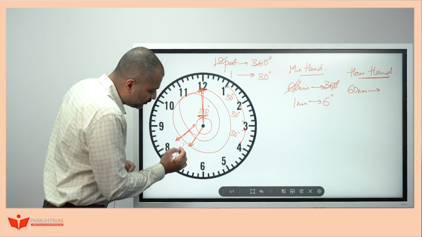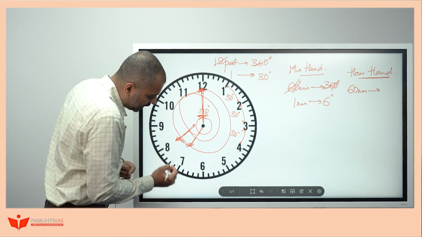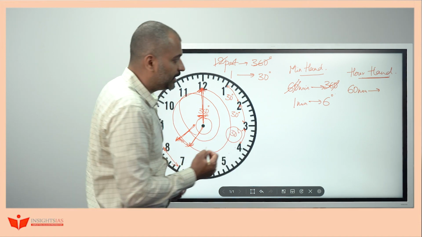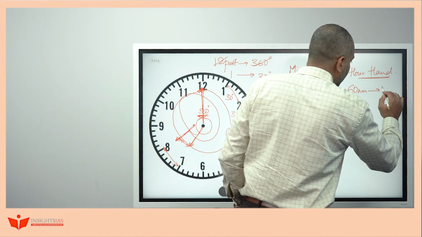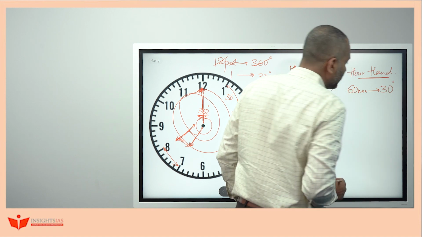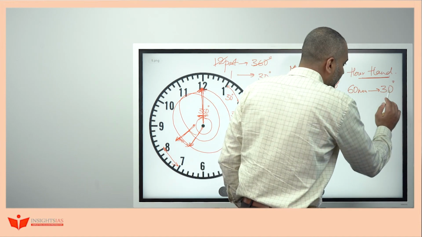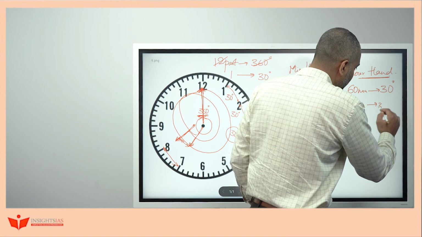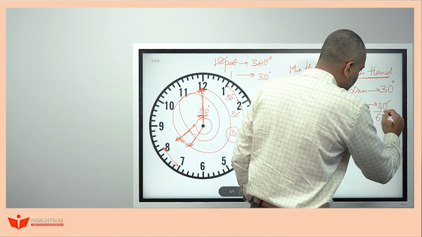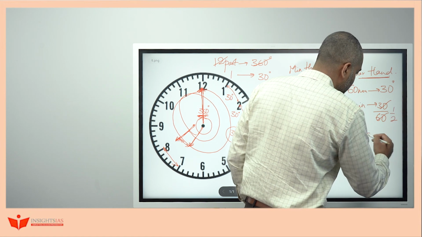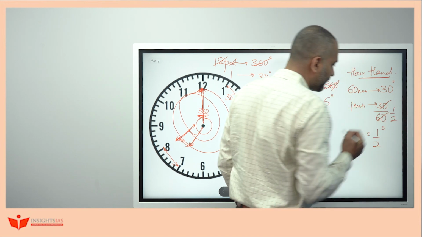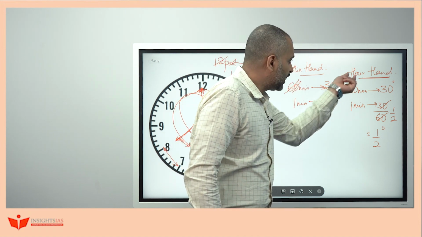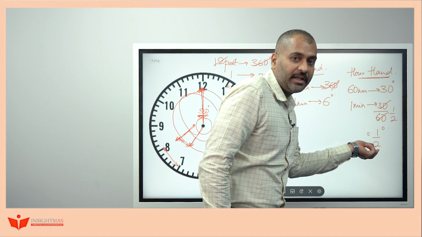Okay. So, how much has it moved here? Only one part. So, this one part is nothing but how many degrees here? 30 degrees. So, in 60 minutes, the hour hand moves 30 degrees. In 1 minute, it moves 30 by 60, that is nothing but 1 by 2, that is equal to half a degree. Okay, minute hand moves 6 degrees in 1 minute, hour hand moves half a degree in 1 minute.